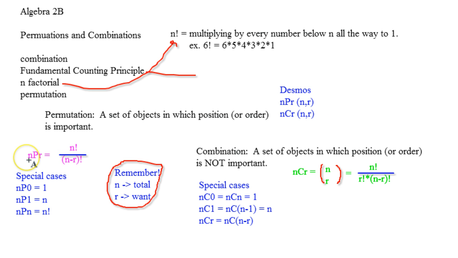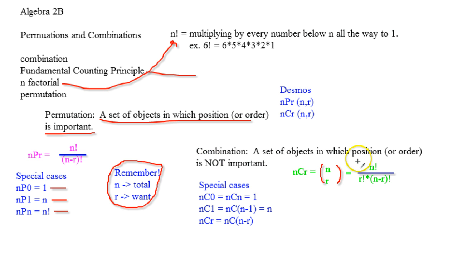Real fast, NPR is basically n factorial divided by (n minus r) factorial, and this is when you're finding a set of objects in which position or order is important. Now some special cases: NP0 is 1, NP1 is just n, and NPN is n factorial. Remember, n is the total amount of objects you're dealing with. So if we're talking about a race where 20 people are in it and we're picking 10 to move on to the next heat, this would be 20 P 10, which is 20 pick 10. And we just move on from there.